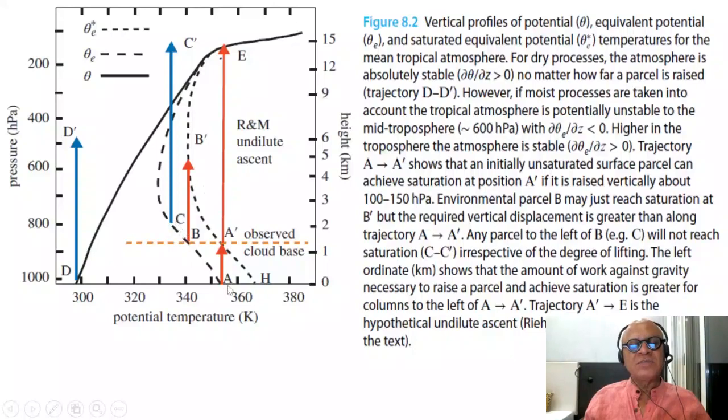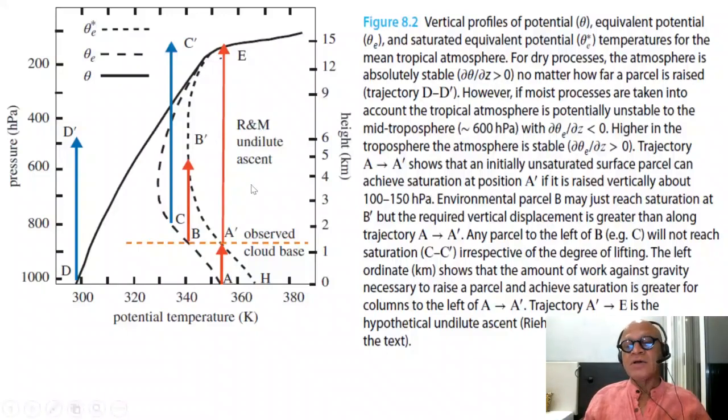Whereas on this side, if you raise the parcel, for example, A to A prime, you can quickly saturate it because you go from this equivalent potential temperature to the saturated equivalent potential temperature here. And then the question is, how do you go above this? What gives you the buoyancy to go above this? That's one of the key questions we will try to answer.